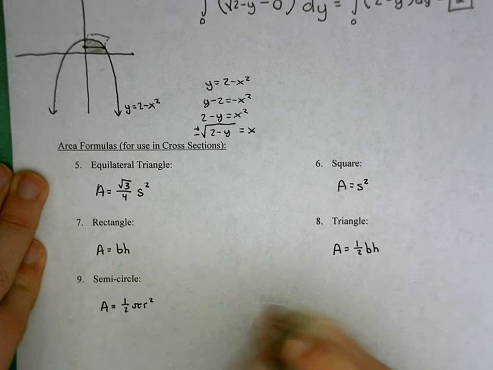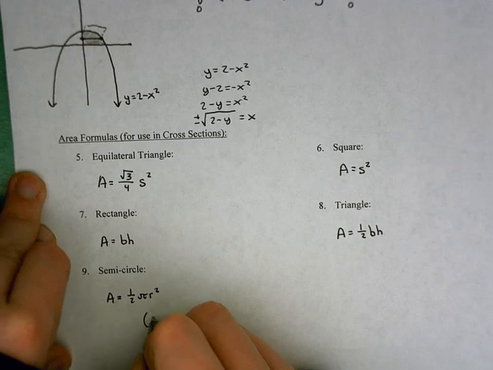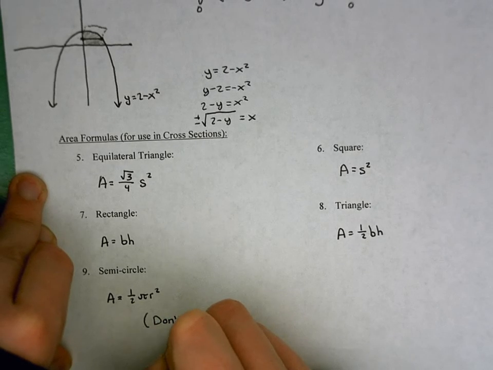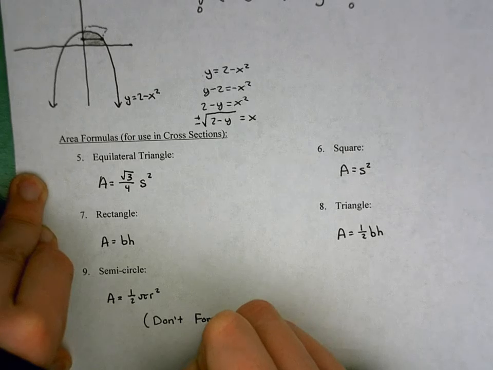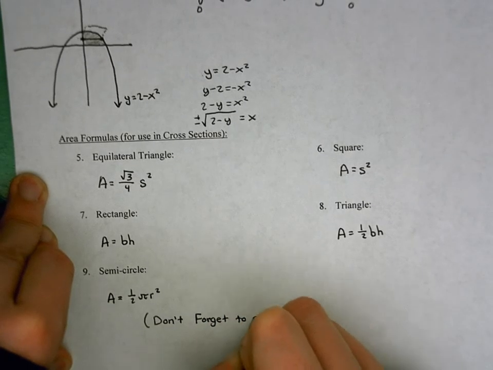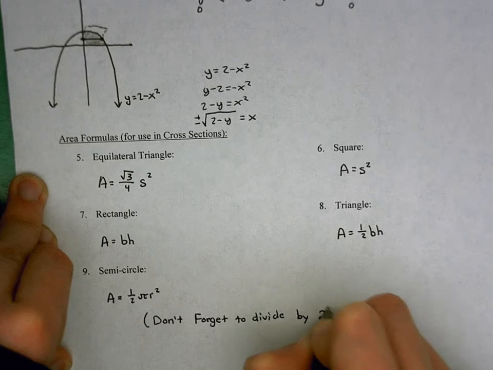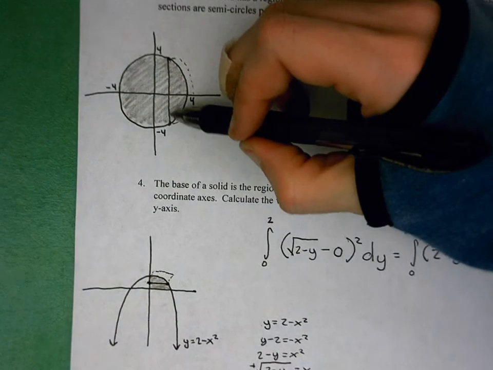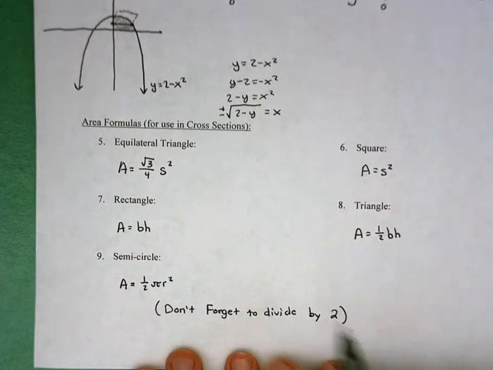And I might include a note on the semicircle for myself if this were mine to study for the test. Don't forget to divide by 2 on your semicircle, right? Because remember, with the semicircle, we were finding the whole diameter, and we want just the radius. For just the radius, we're going to divide by 2.